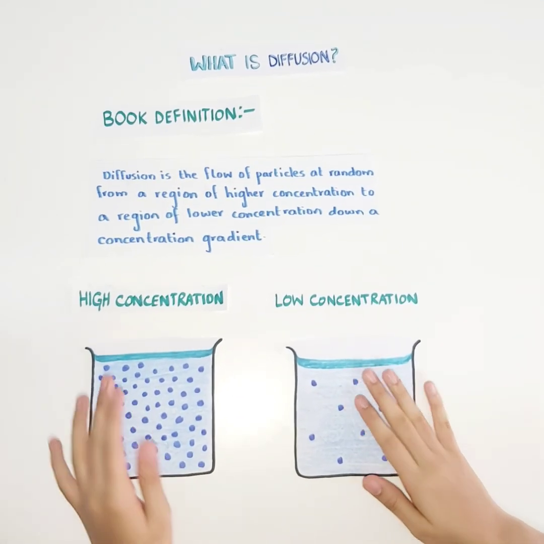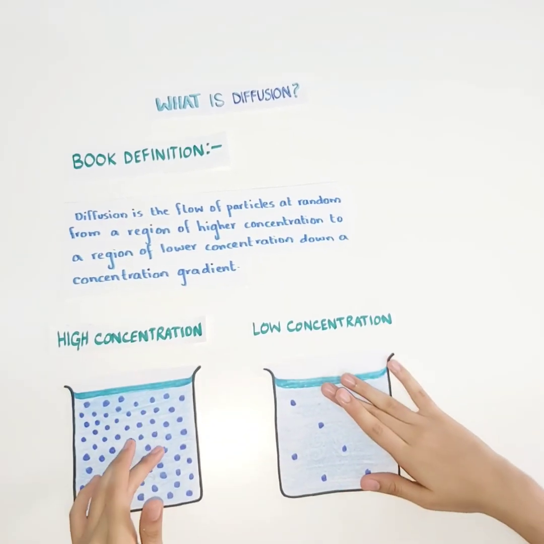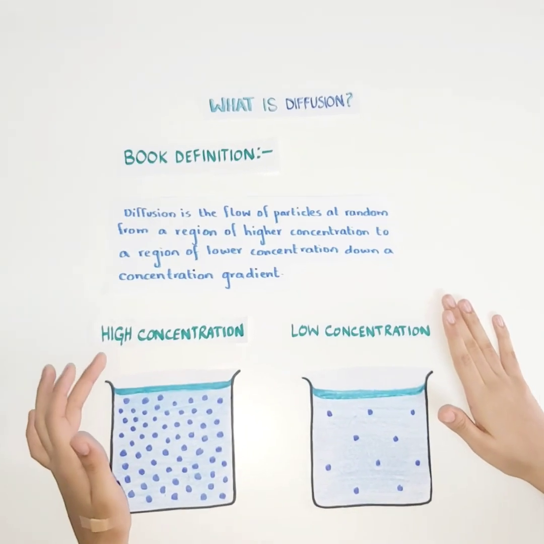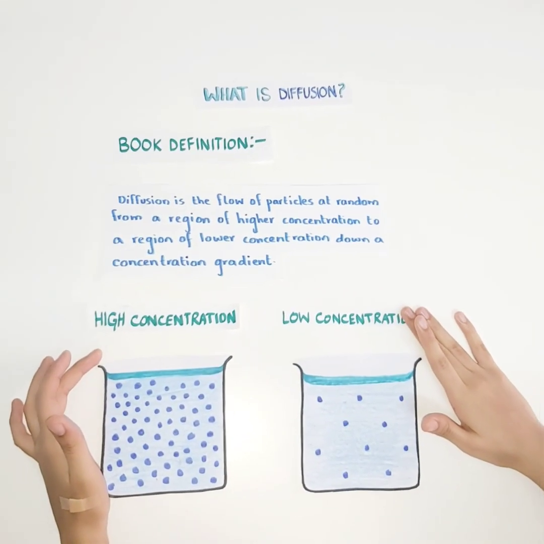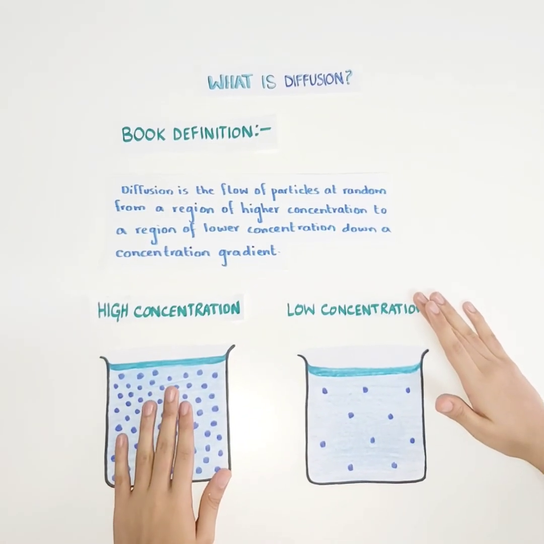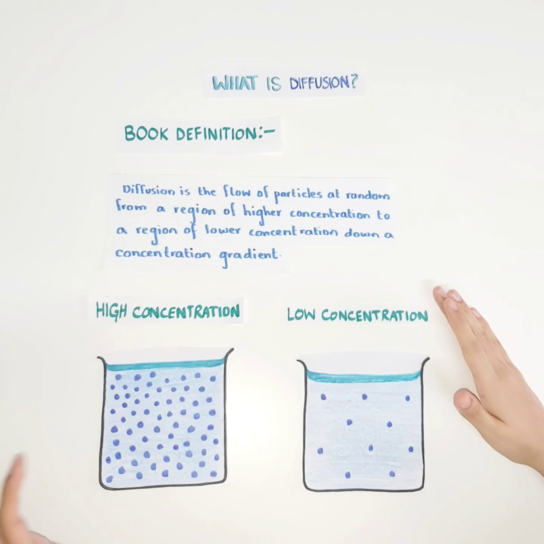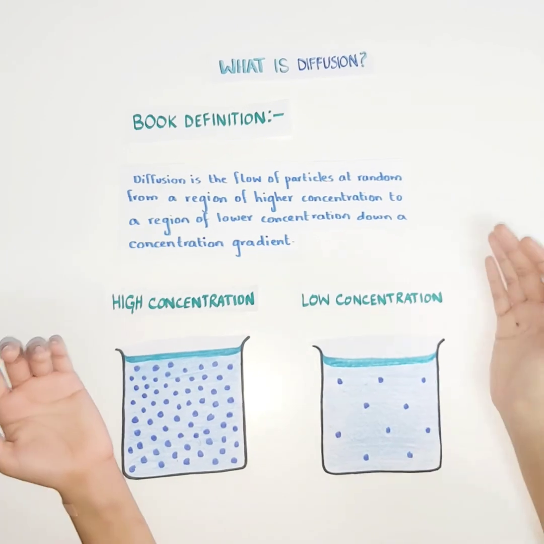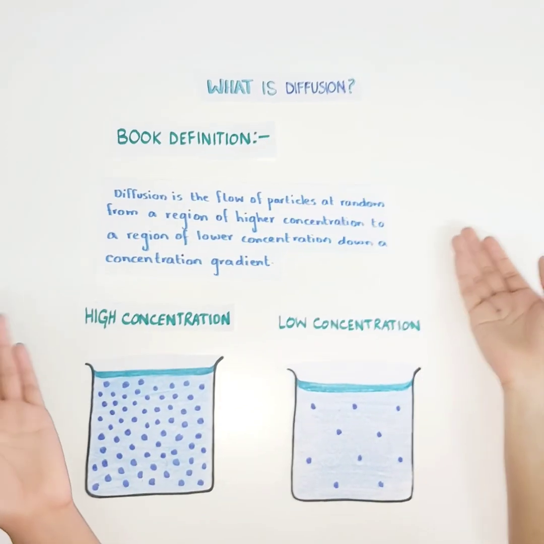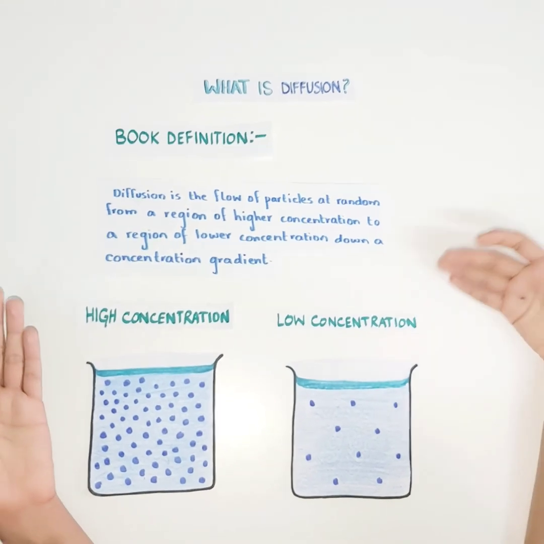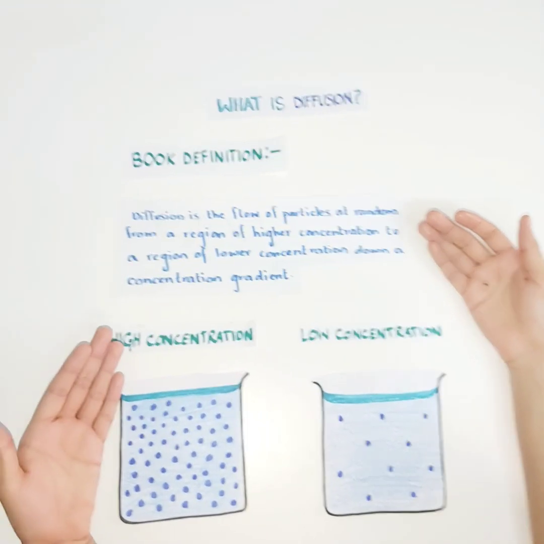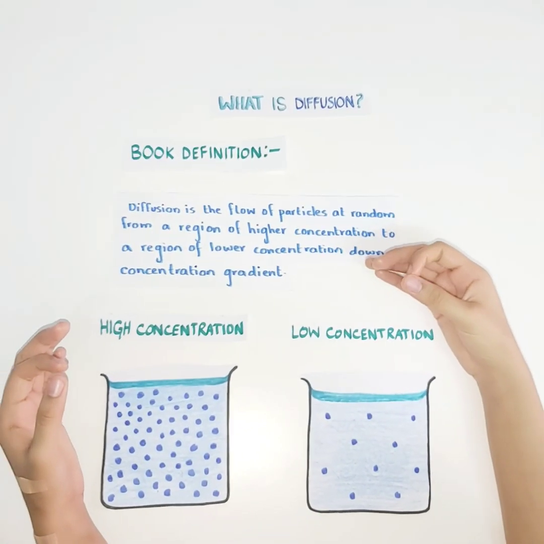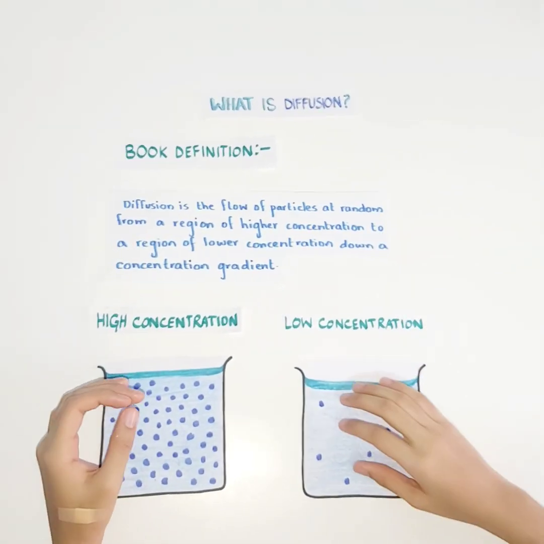If you look here, I have put a label above each of these beakers: high concentration and low concentration. This is the beaker with, let's say, water, and these blue dots are ink molecules. Now if I define these two terms, high concentration means more molecules per unit volume. But what does that mean again?